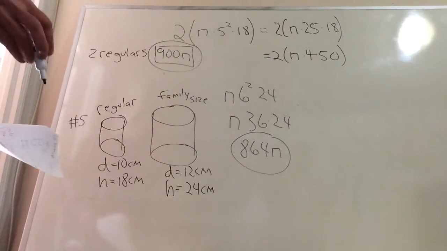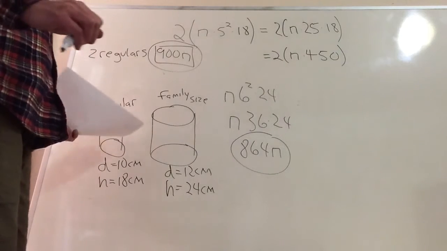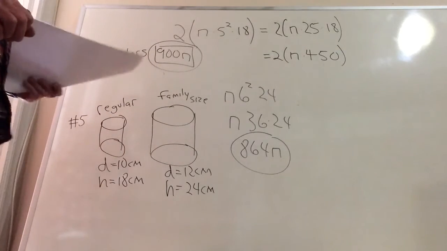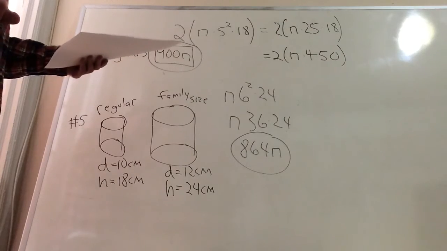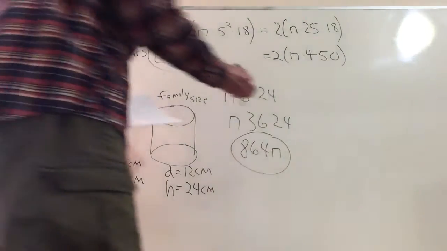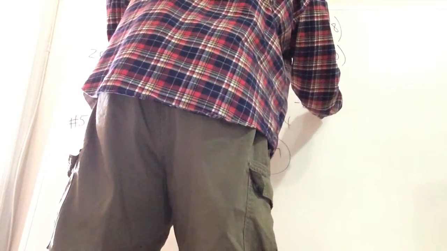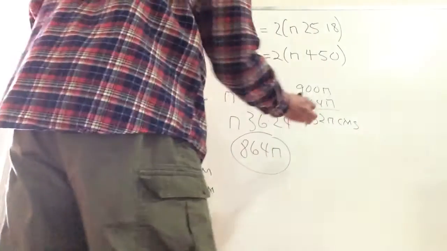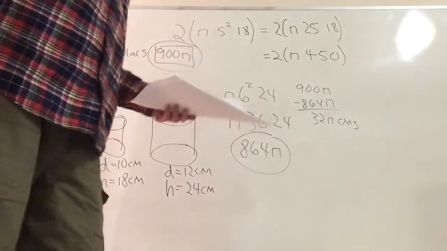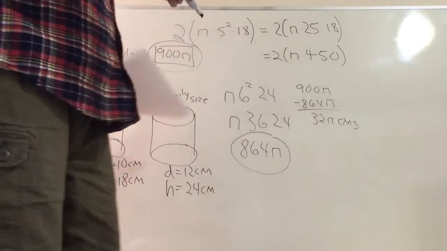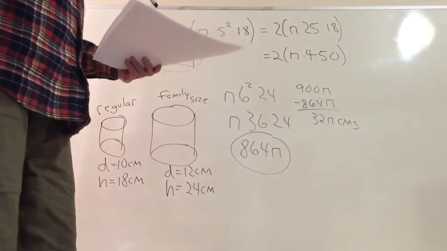And so obviously, 2 regulars gives you a bit more, not a lot, than the family size. But remember, typically 2 regulars will cost quite a bit more than a family size in a supermarket. Okay, so here we go. Now, so the difference, by the way, is 900 pi minus 864 pi. So the difference is 32 pi centimeters. And I've noticed on the work that kids have turned in, they turn this into 3.14. And for the scientist or the engineer who needs to know precision, that's exactly what would happen.